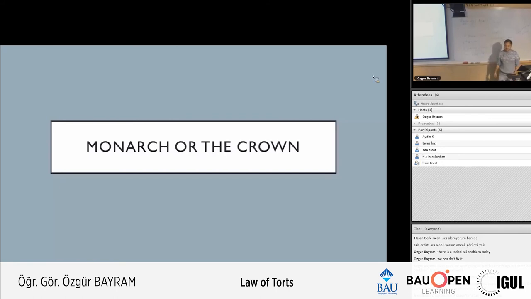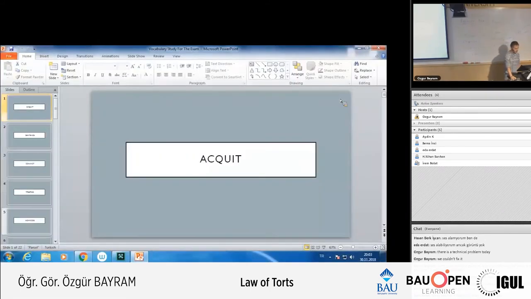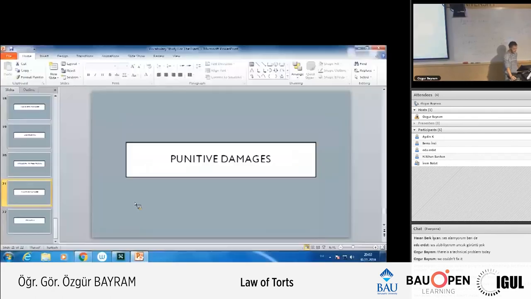The head of the state of England or Britain or the United Kingdom is the crown, monarch. Okay, is the head of the state. The head of the state of America is president. Punitive damages, finally. Do you know what it means?